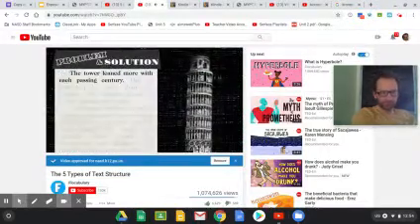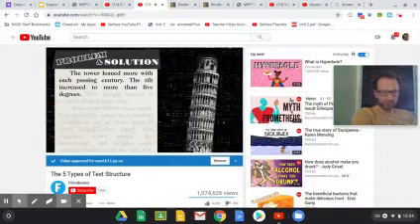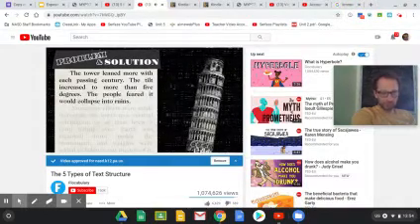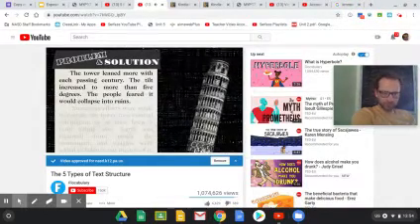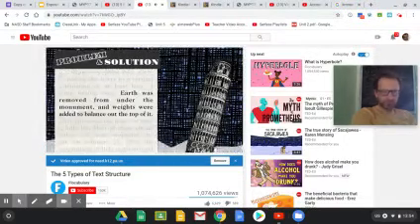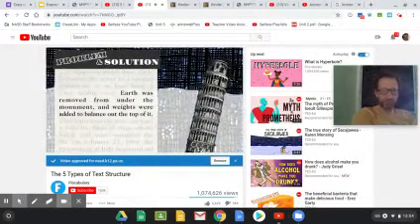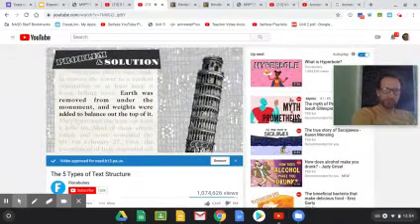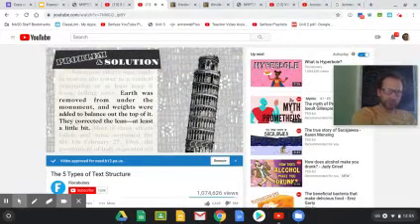The tower leans more with each passing century. The tilt increased to more than 5 degrees. The people feared it would collapse into ruins. Now we know the problem. What's the solution? Earth was removed from under the monument and weights were added to balance out the top of it. They corrected the lean at least a little bit.